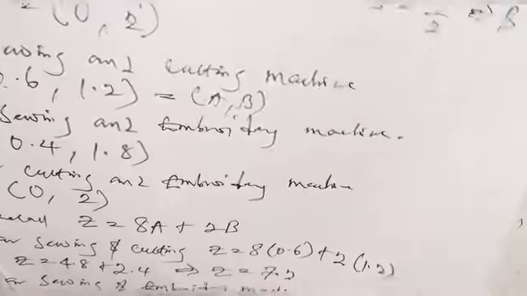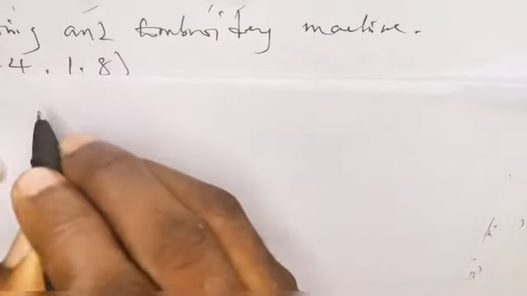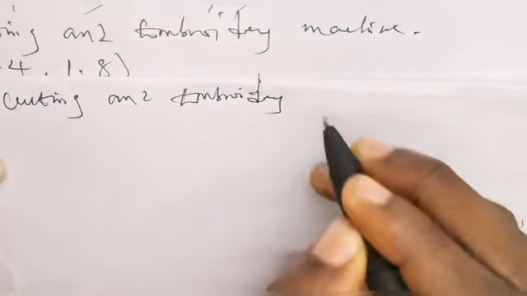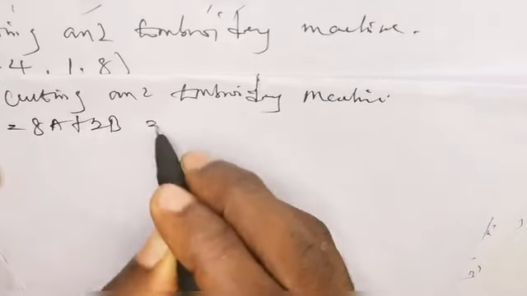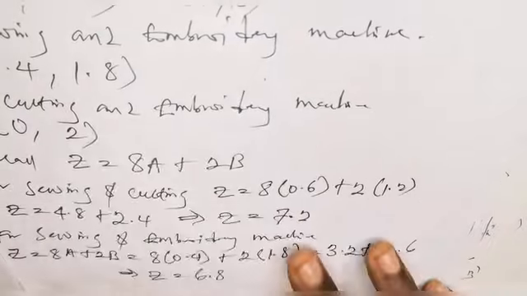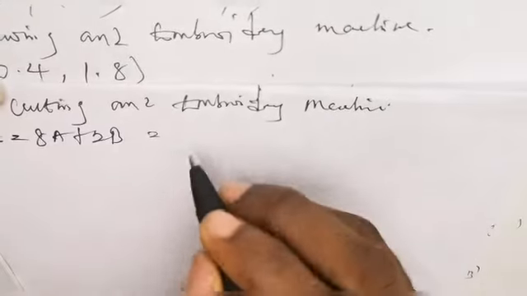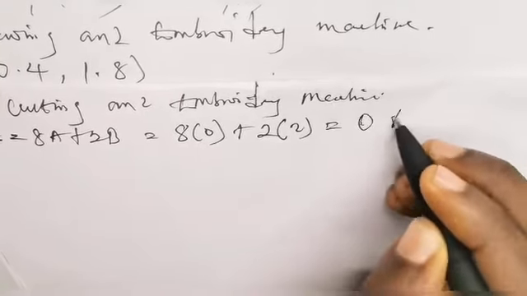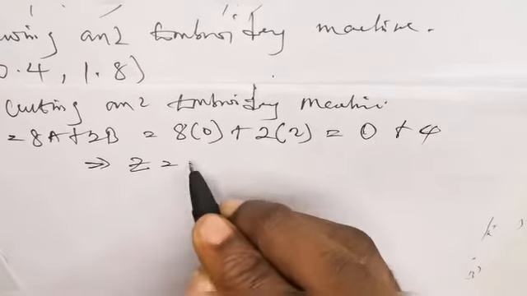Finally, we now find for the cutting machine and embroidery machine. Remember z equals 8a plus 2b. For the cutting machine and embroidery machine, we had a to be 0 and b to be 2. So this is 8 times 0, which is 0, plus 2 times 2, which is 4. This implies that z is equal to 0 plus 4, which remains 4.